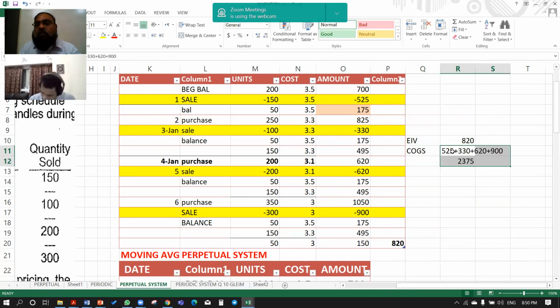Let's put it here, right? And then finally it will be how much? 2375. Agree? This is the cost of goods sold value, coming to 2375. Agree?